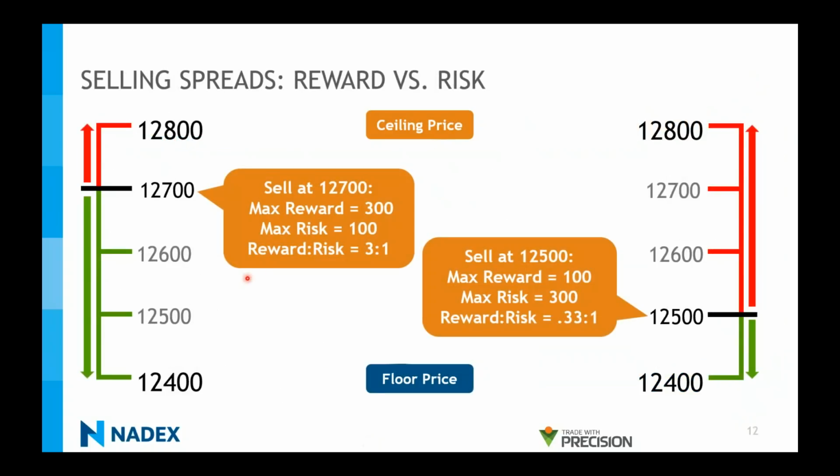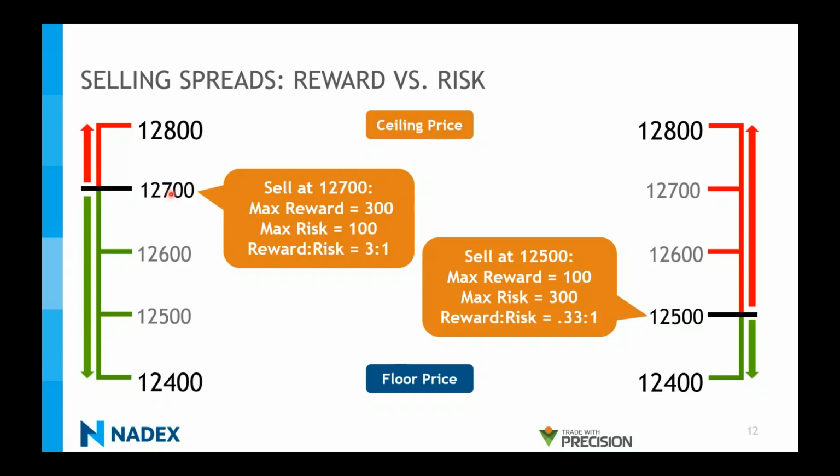So, selling spreads, reward versus risk. I already illustrated that concept briefly on the previous slides. Let's think about it. I think this market might be going lower. I want to sell this market. I can have a spread now of 12,800, 12,400 is my floor level, that's the ceiling level. If I can sell this market, I sell this market here at 12,700.